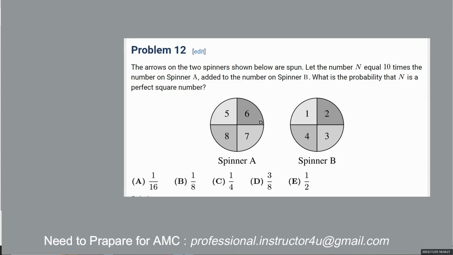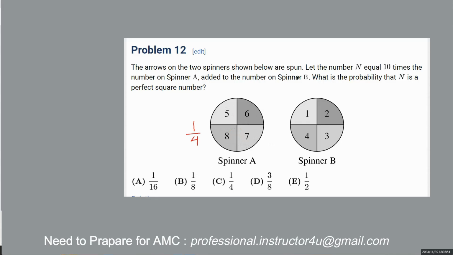Okay, the arrows on the 2 spinners shown below are spun. In case you don't know what a spinner is, there is an arrow here, you would just go here and then it stays on one of them. It's quite random. So the chance that you get 5 is absolutely the same as getting a 7. Now I'm asking you, what is the chance I get 8 and not the other 3? I'm pretty sure you would say 1/4. Okay, that's good.